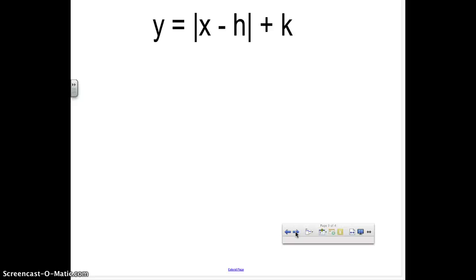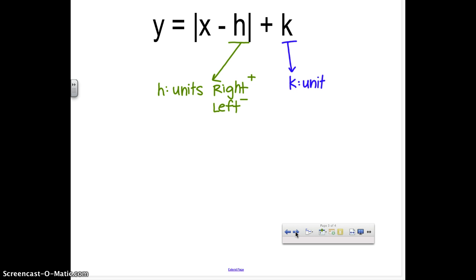H, k have 2 meanings. First of all, h can stand for the units moved right or the units moved left. Now remember, when this would be positive, this would be negative. Okay? K can stand for the units translated up or down, positive or negative. Great, so up or down, positive or negative, right or left for h and k.